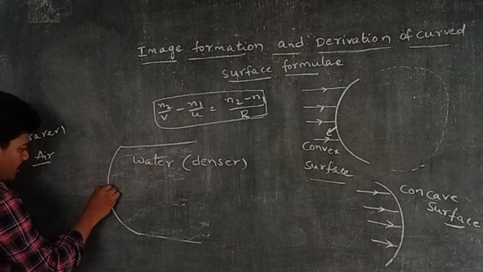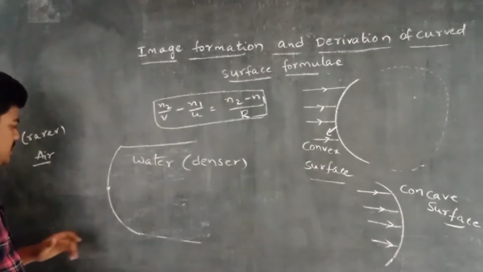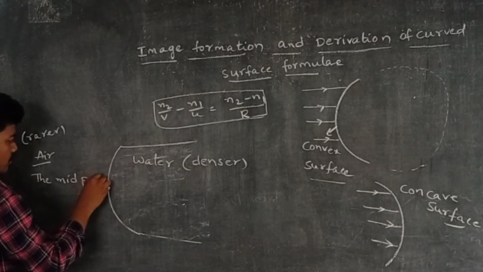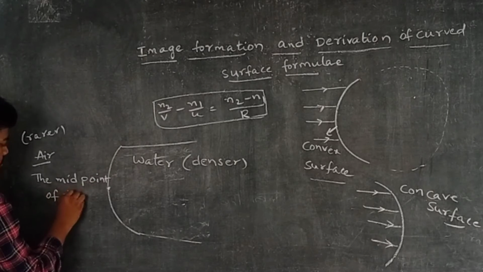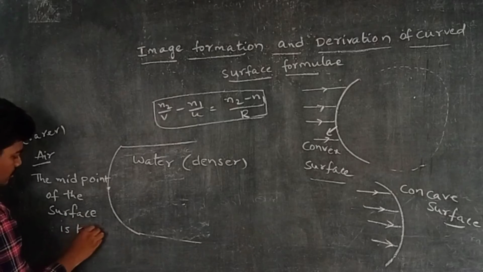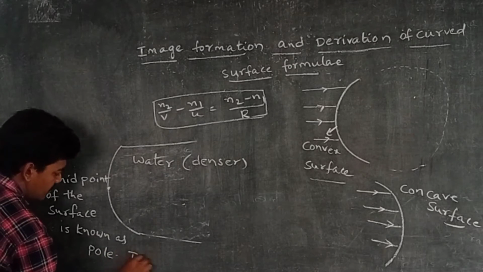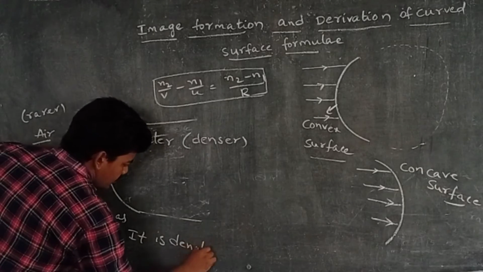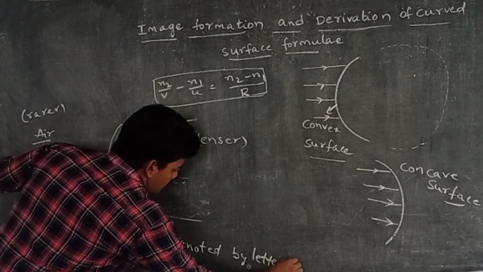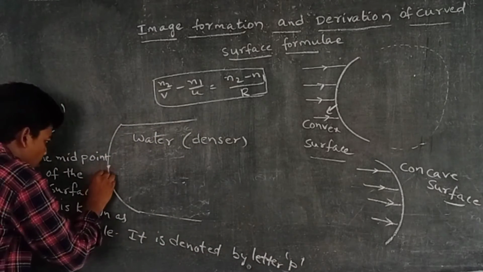The midpoint of the surface is said to be a pole. The midpoint of the surface is known as the pole. It is denoted by the letter P. So this is a pole.